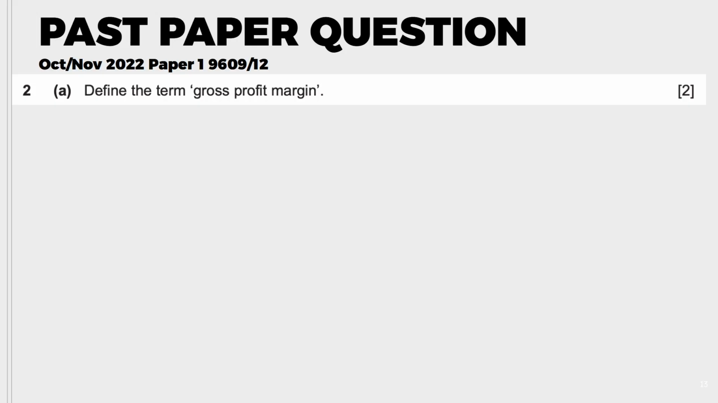So let's take a look at a past paper question here. This is from October, November of 2022, and it is paper 1. It says, define the term gross profit margin for 2 marks. So we just have to define it, nothing else.